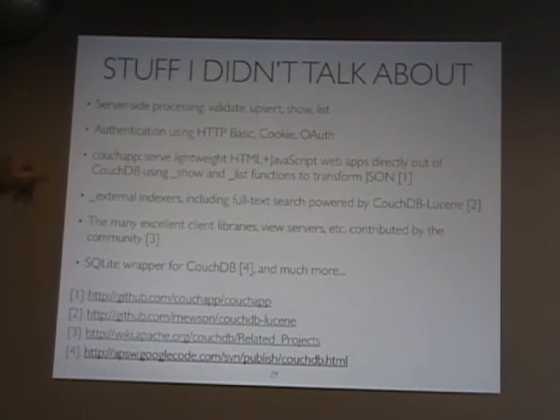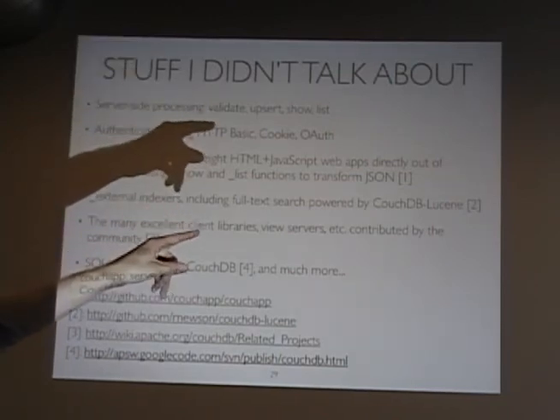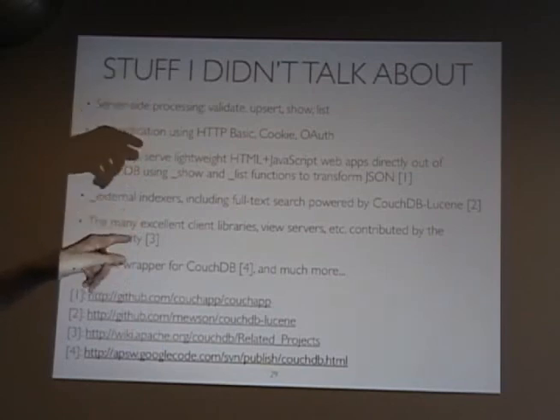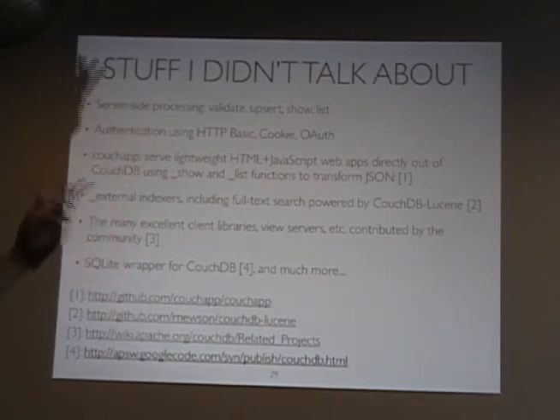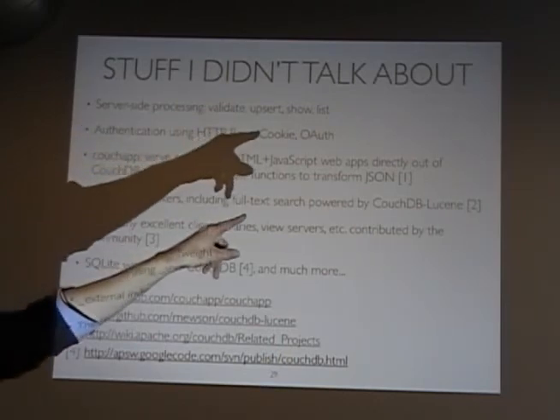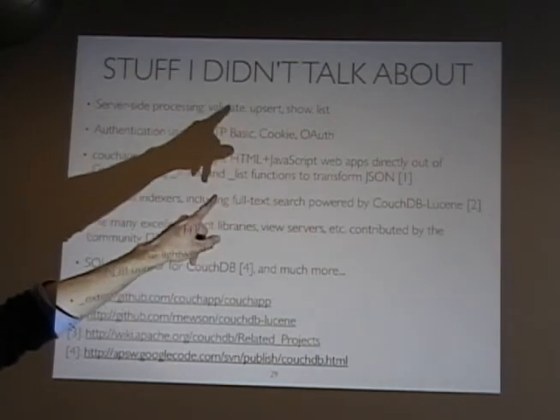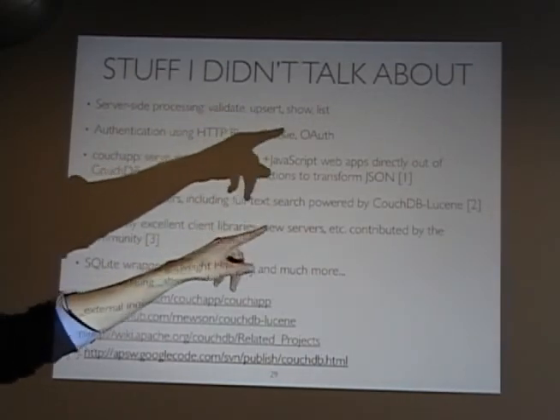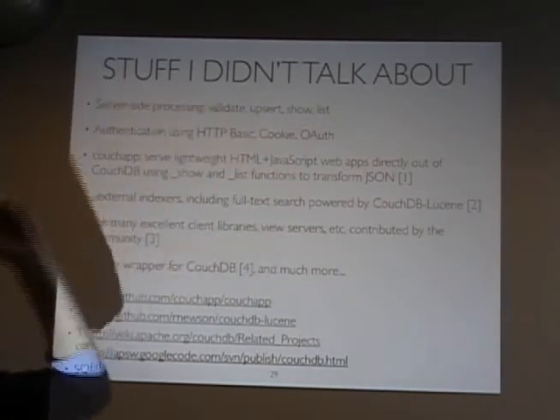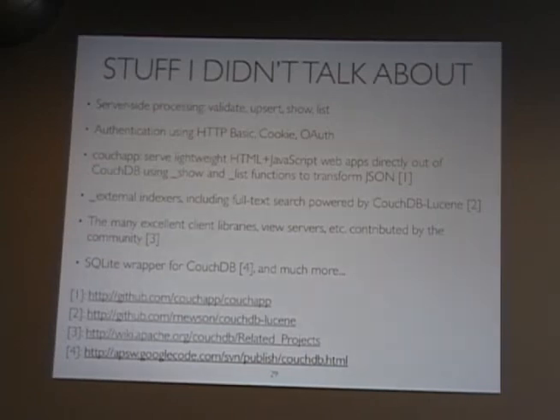Some applications really want to validate the data before it gets stuffed in the database. You can do that by uploading a standard design document that all things are filtered through before they get saved. Also, that can be used for notions of things like upsert. And then there's a whole bunch of stuff that's new in the view engine, show and list, which allow you to reformat the data, iterate over it, reformat to XML, HTML, however you want to do it.